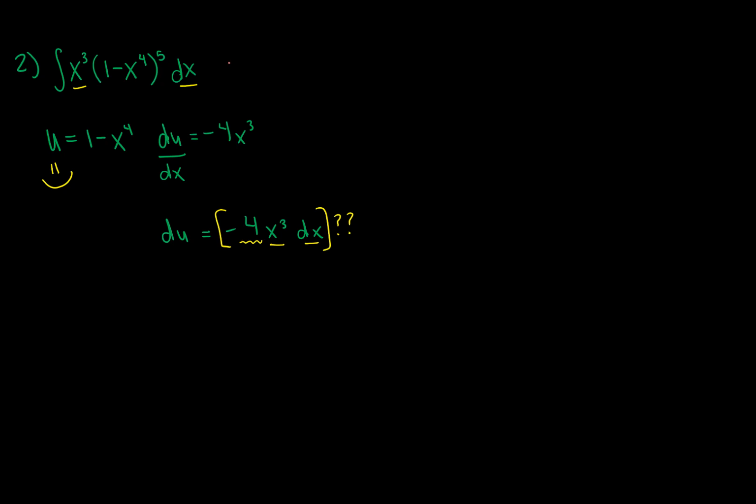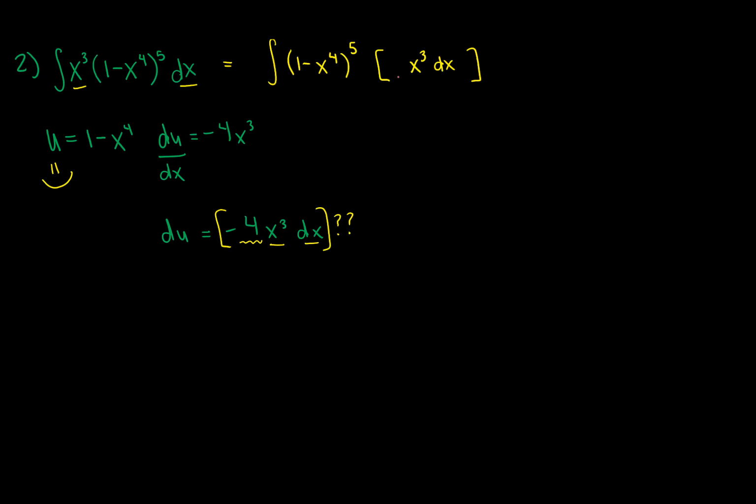Okay, well, I don't have the negative 4, but that's all right. We can compensate for that. I can always compensate for a value, but I can't compensate for a variable.